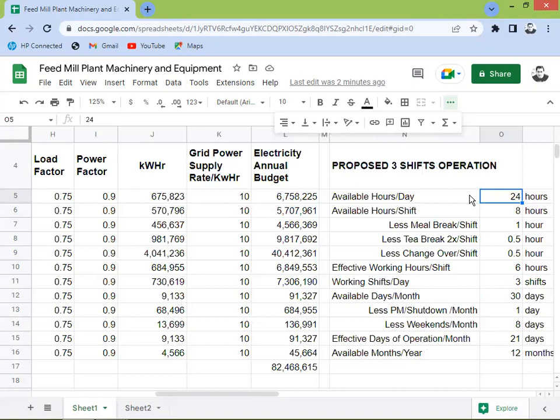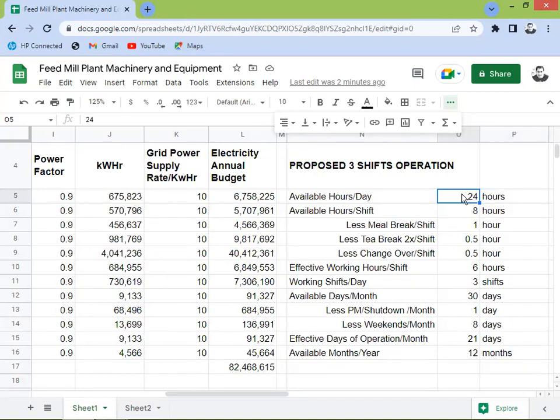That's why it's important that you have the hours of operation, or days, or this period: how many days in a week, in a month, how many months in a year. So in this case, we said only 6 hours is effective working hours per shift, and there will be three shifts, because this is a proposed three shift operation. And then remember the shutdown. You're going to provide rest days or weekend rest for your workers, right? So therefore, only 21 effective days. So this is part of the kilowatt hour.